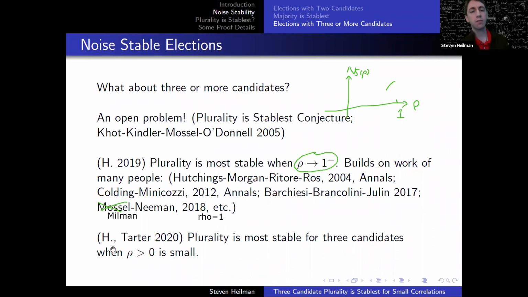And so this new work, which I forgot to mention in the intro, is joint with my graduate student Alex Tarter, who's also at USC. We basically showed that plurality is the most stable voting method for 3 candidates when this correlation parameter is small and positive. So it's sort of the first result of this kind.